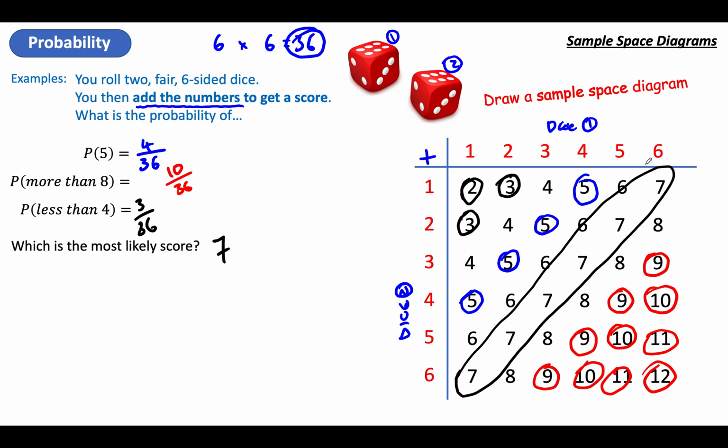This is a sample space diagram. Pretty straightforward, isn't it? But you just need to keep it neat. Keep everything in rows and columns. Cool. Well, now you know what you're doing.